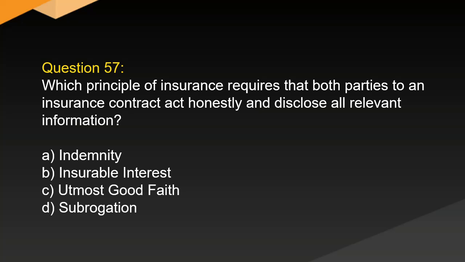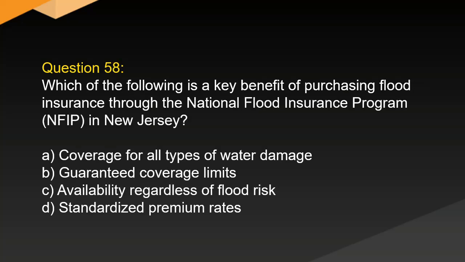Question 57. Which principle of insurance requires that both parties to an insurance contract act honestly and disclose all relevant information? A, indemnity. B, insurable interest. C, utmost good faith. D, subrogation.